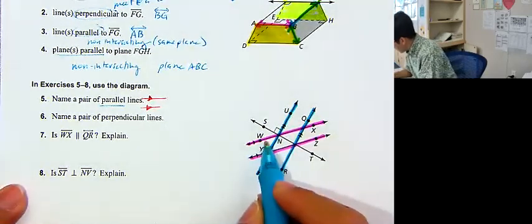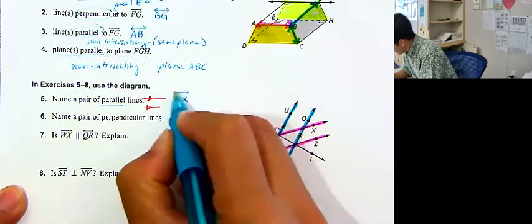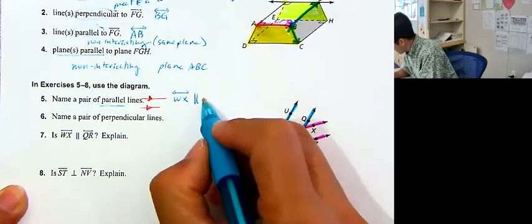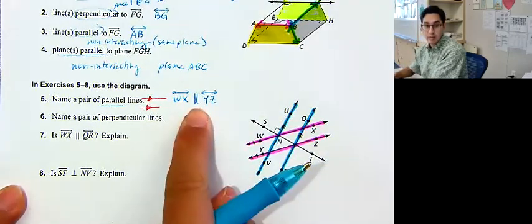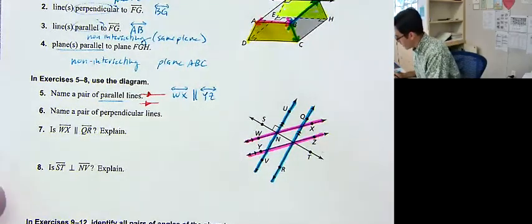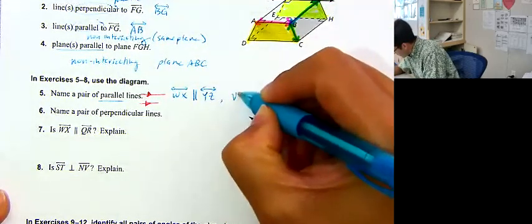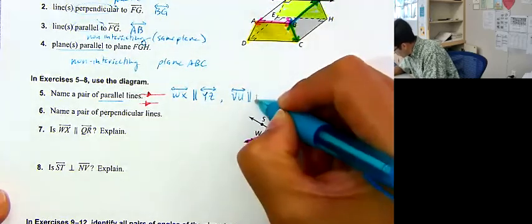So we can write line WX is parallel to line YZ. And this is the symbol for parallel. It's just two vertical lines. And then our blue lines are also parallel, so that would be line VU is parallel to RQ.